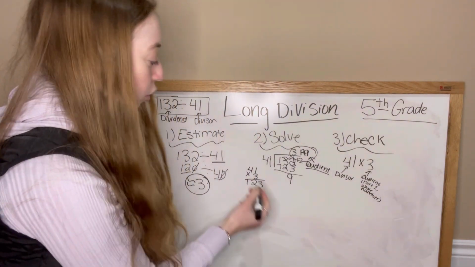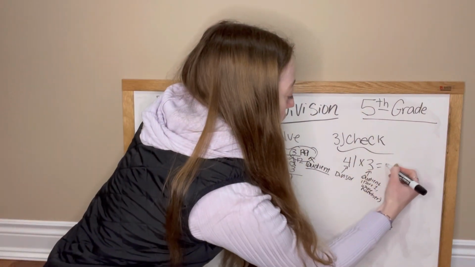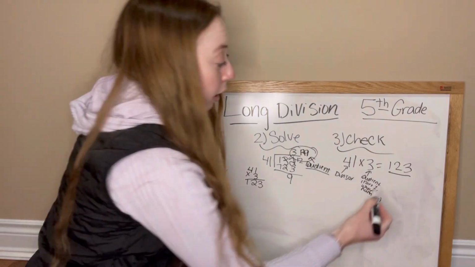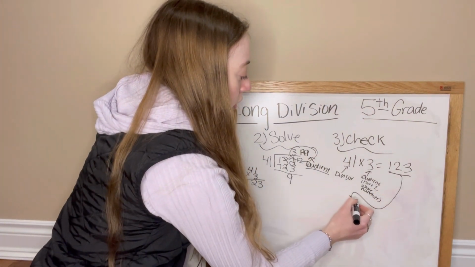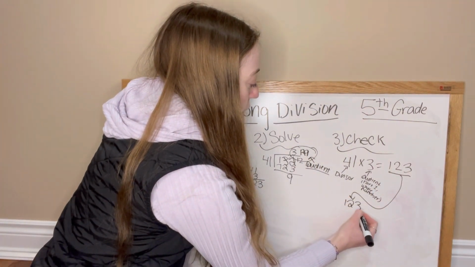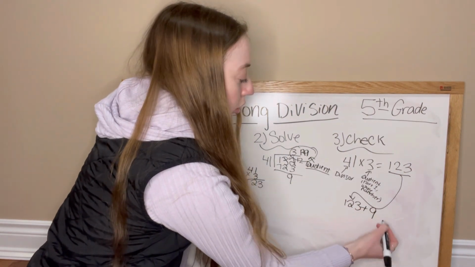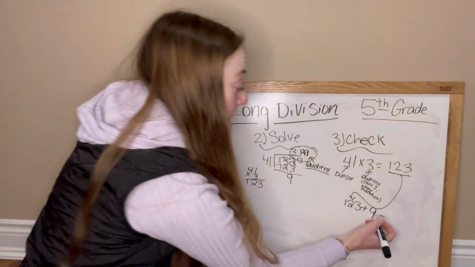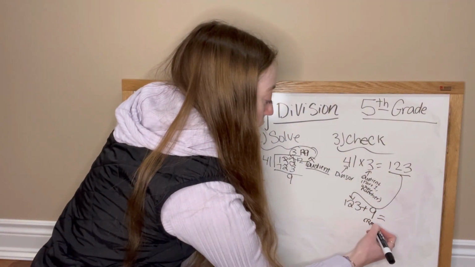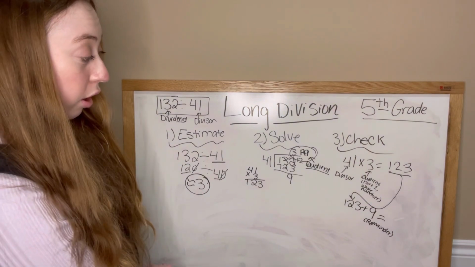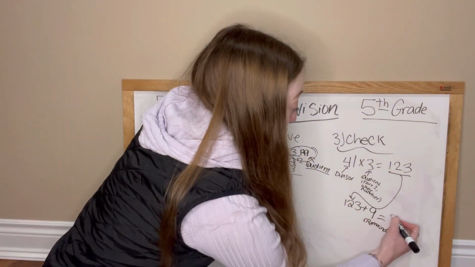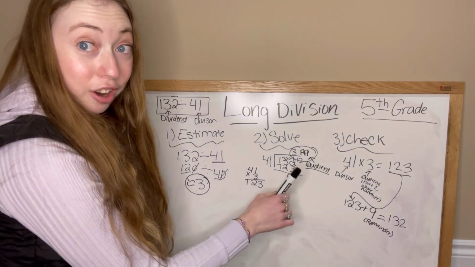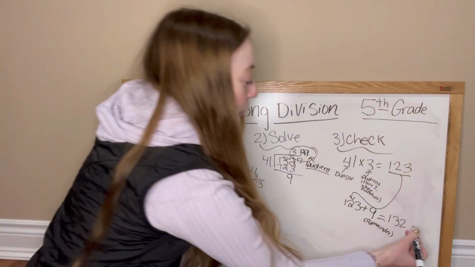So 41 times 3, we already found that, so that's 123. And then we're going to take that answer, and then we're going to add our remainder. Okay, so have them draw that arrow, and then under here you can write remainder. And 123 plus 9 is 132. And as long as that matches our dividend, we know we solved the problem correctly.